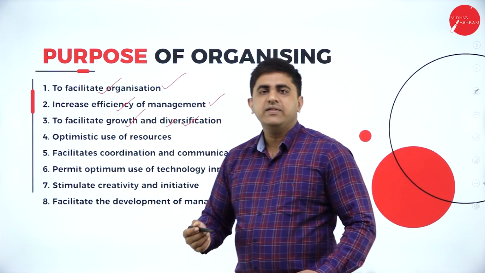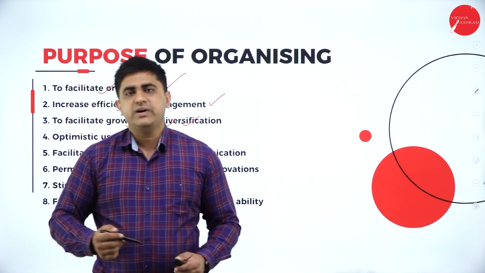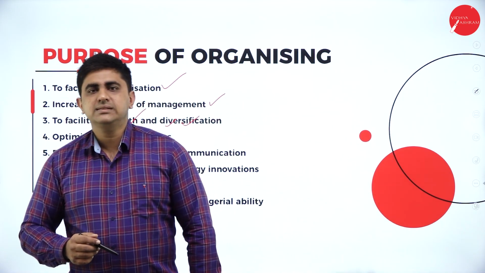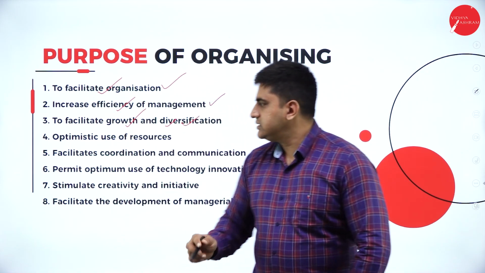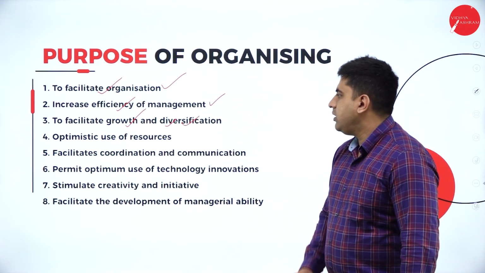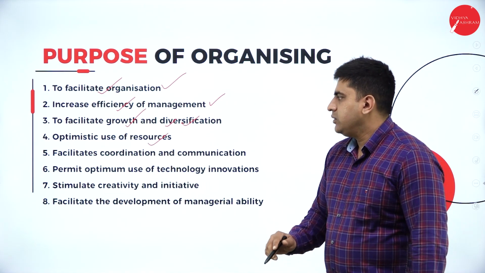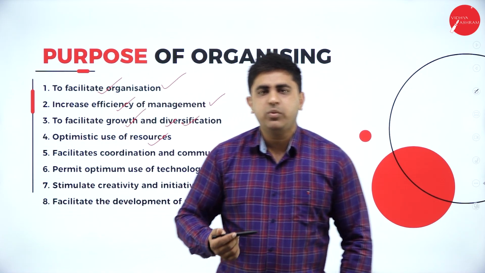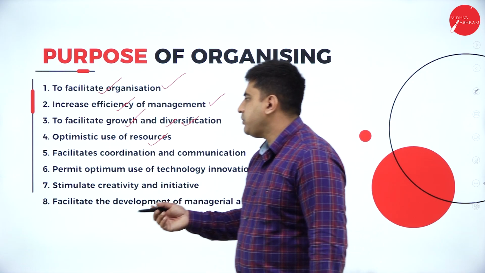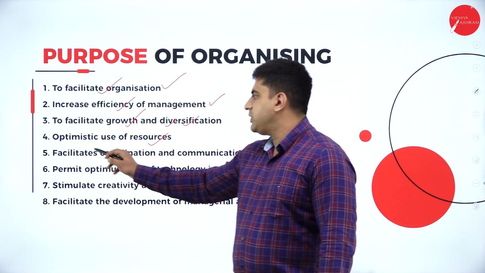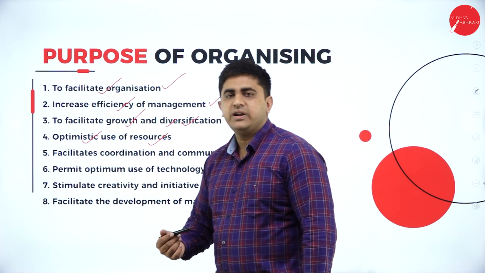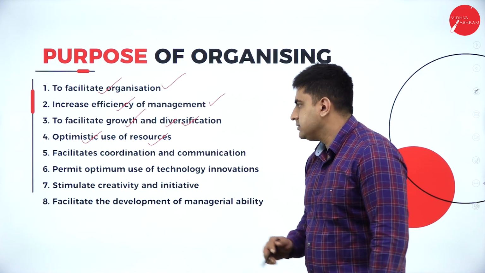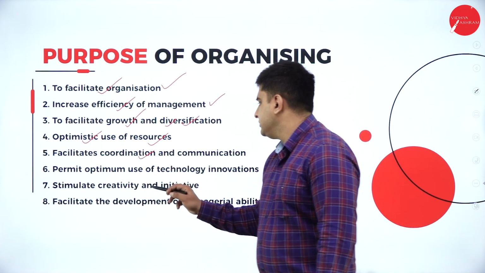For example, you are having one factory or a business working in Mysore. You are making a lot of profit because you are organized well. Now you can start your branches all over Karnataka or India. So this is growth and diversification. Optimistic use of resources, that is, when organizing is done well, what happens is people become more confident, they are more positive. So when they are more confident and positive, they use resources in an optimistic way. That is, they are confident about the work and they don't waste the resources or they don't waste time. That is the thing.